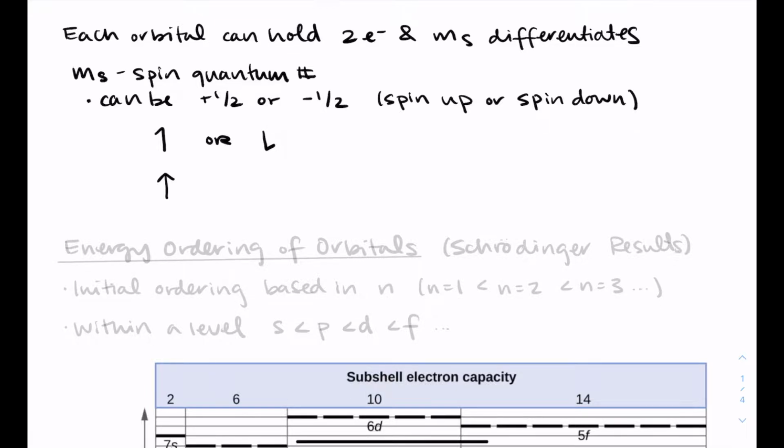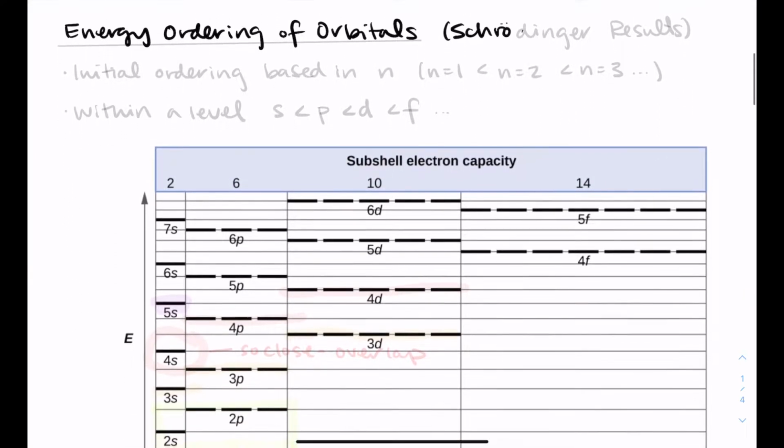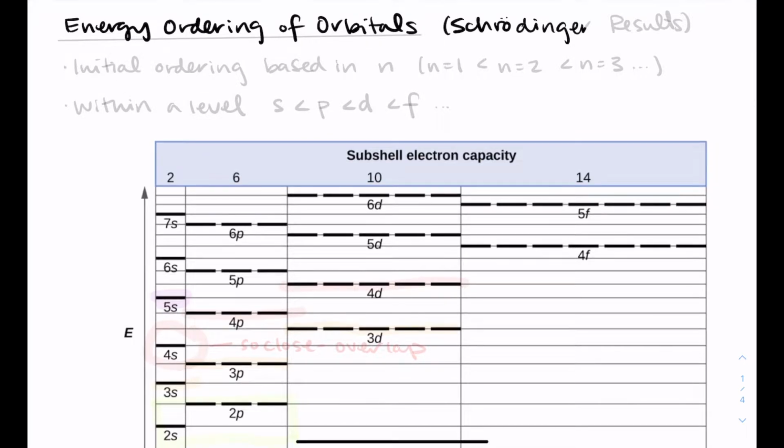Okay, so before we put the electrons into the orbitals, we're going to order them in their energy orders. This energy ordering of the orbitals comes from the Schrodinger results. It is a result of that Schrodinger equation where we were applying the Hamiltonian operator. We got an energy value out of it.